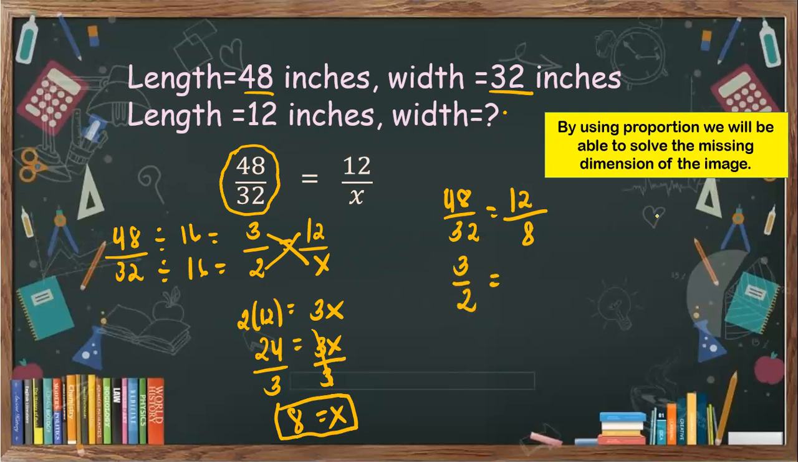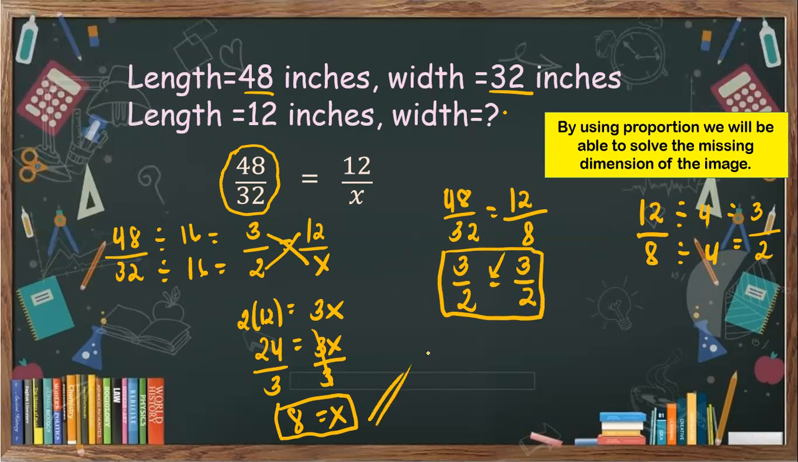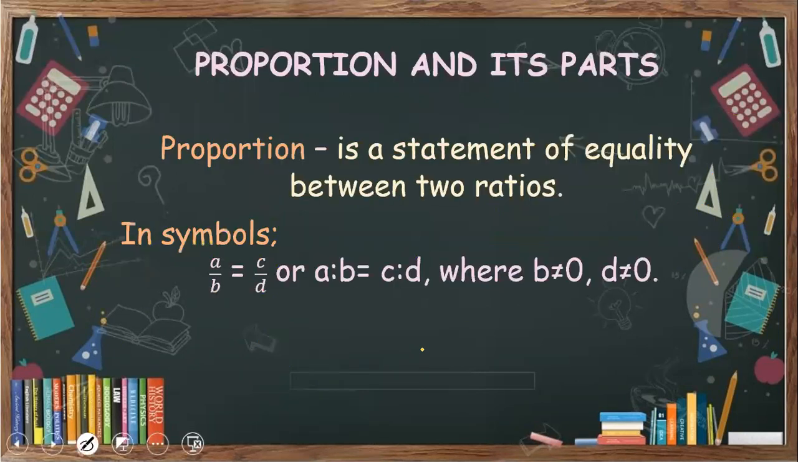How about the lowest term of 12 over 8? The GCF of 12 and 8 is 4. So 12 divided by 4 is 3, and 8 divided by 4 is 2. So it is 3 halves. Since the two are equal to each other, our answer is correct. That's how you're going to solve a proportion.